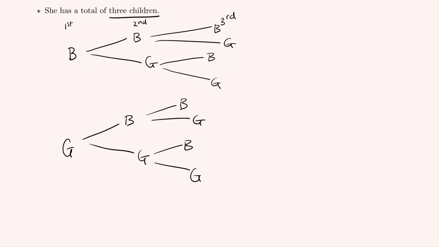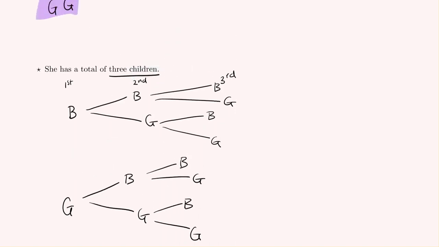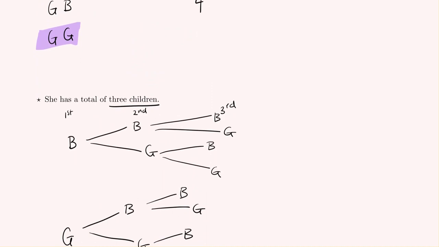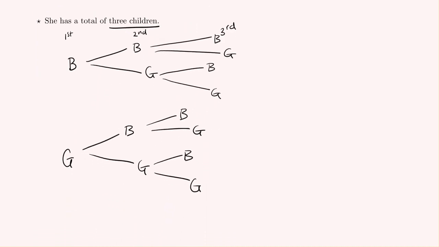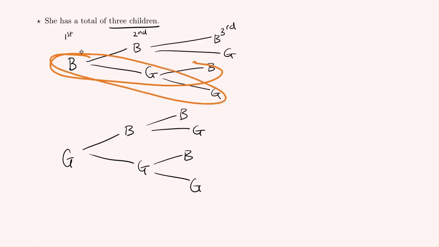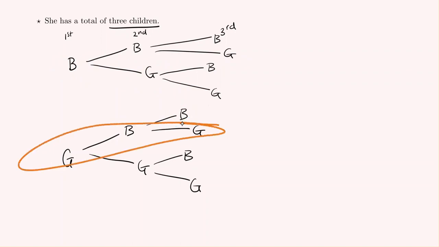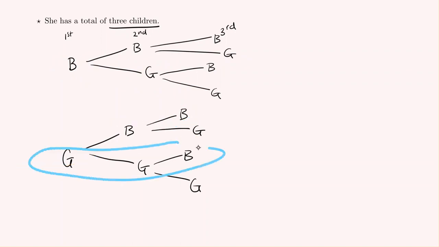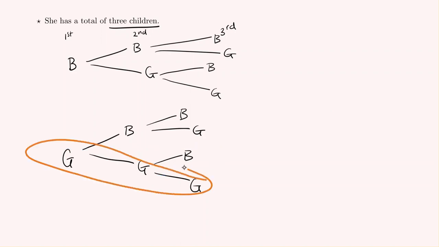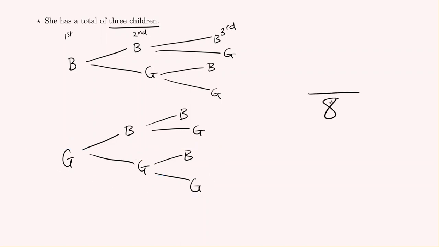One nice thing about the tree diagram for more complicated situations, compared to just listing out the options, is that it helps you stay organized and make sure you're not missing any cases. So let's count the total number of outcomes. 1, 2, 3, 4, 5, 6, 7, 8. So there are 8 possible outcomes. That's the total. Now, the question asked for the probability of exactly 2 girls.